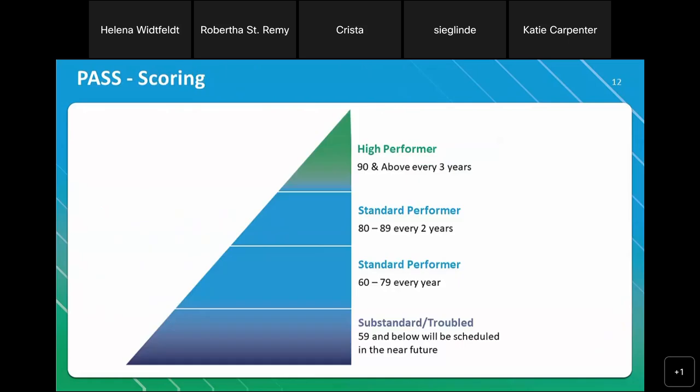This is just a reminder on the scoring system. For the most part, we are hanging out in standard performance. It's a good area to be. You see the scores from 60 to 89, making differentiation between the 79 mark break as a standard performer versus a higher standard performer, or the high performers that consistently have 90% of their scores or 90 over the 3 years. And one area we want to stay away from is the substandard and troubled, because it comes with other additional conditions placed upon HUD and oversight and administrative burden that you may have to go through in order to come out of this particular status.